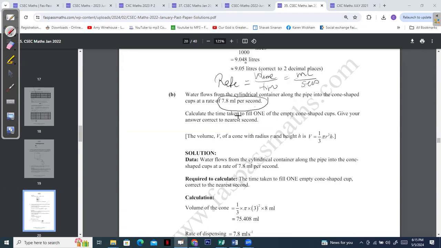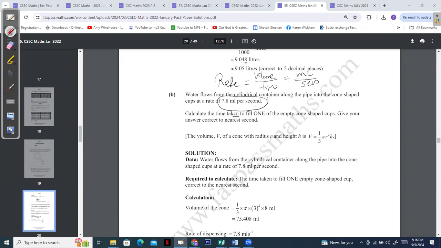And one number don't change. Which number ain't gonna change? Excellent. The rate not gonna change. The 7.8 not gonna change. Everybody with me? Because that is what the consistency is. The only 2 things that could change is what? Either the volume or the time.